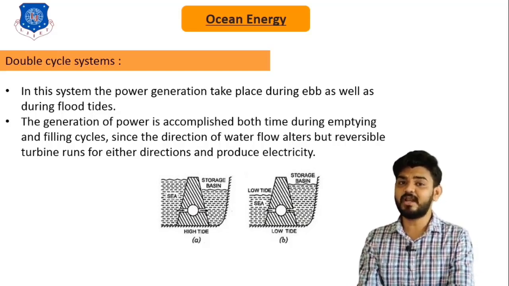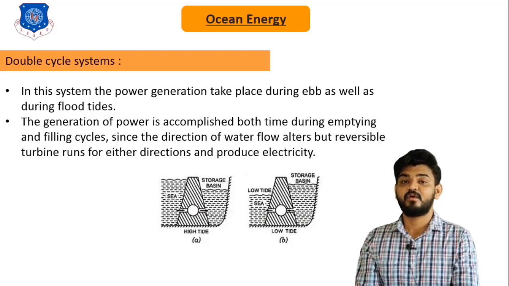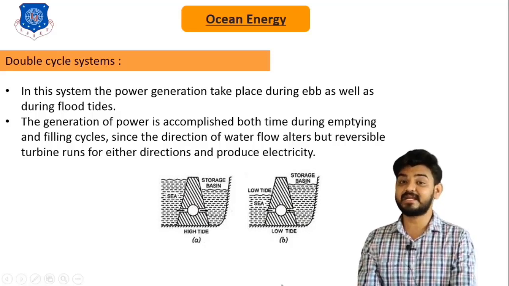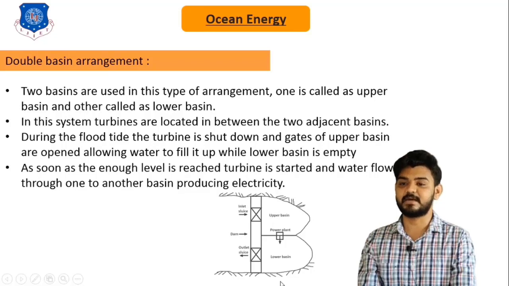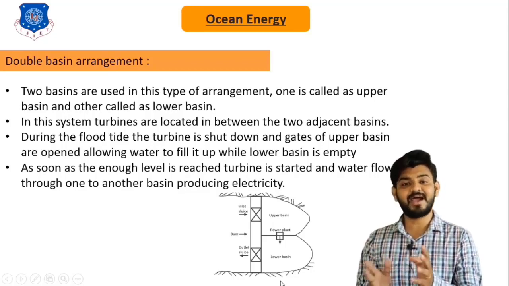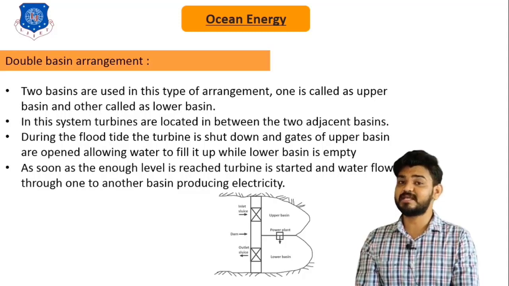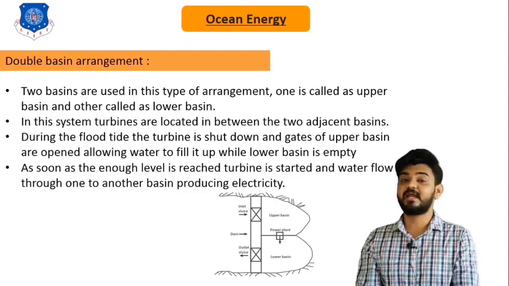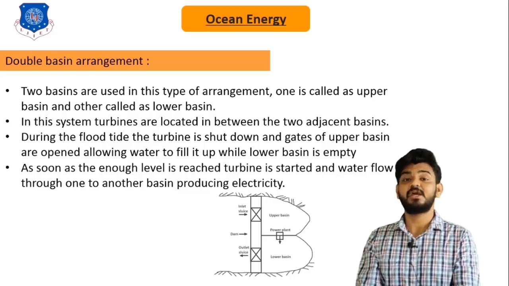So these were all the examples of single basin arrangement for the generation of electricity by means of tidal energy. Now let's see how we can generate electricity by using a double basin system. Two basins are required in this type of arrangement, one called the upper basin and another called the lower basin. In this system, turbines are located in between the two adjacent basins. During the flood tide, the turbines are shut down and the gates of the upper basin are opened, allowing the water to fill up the basin.